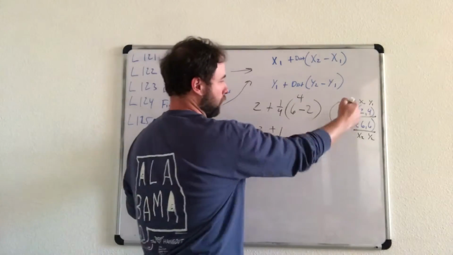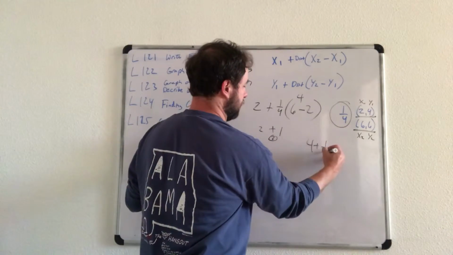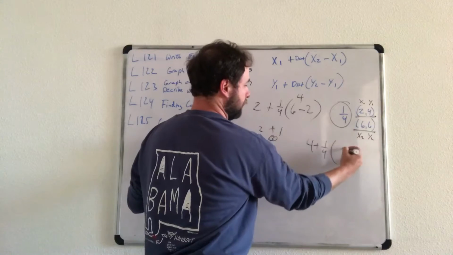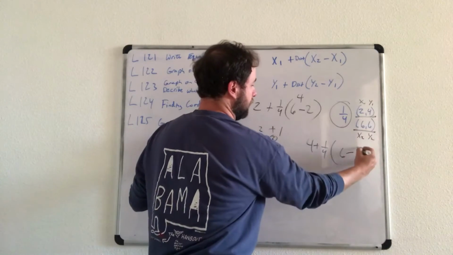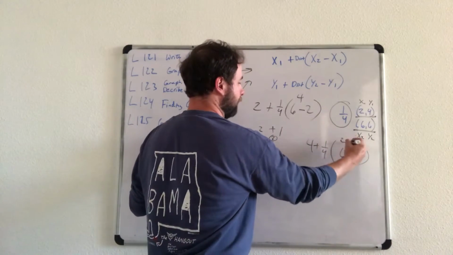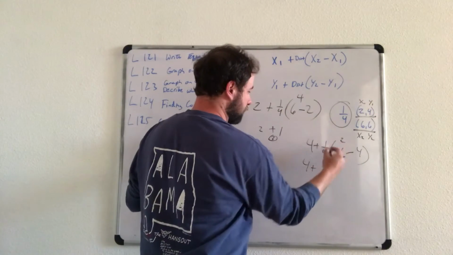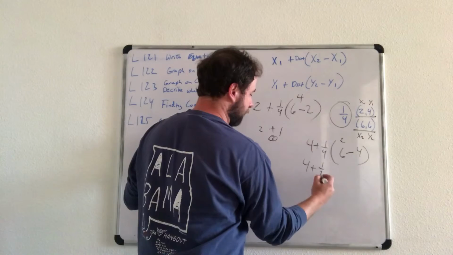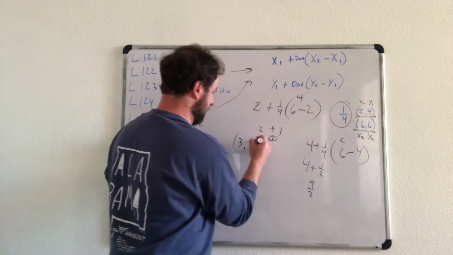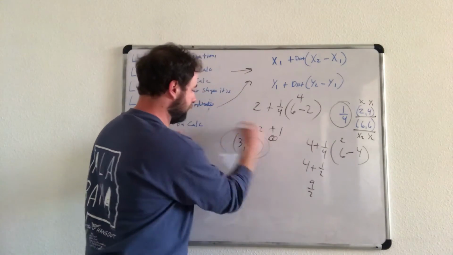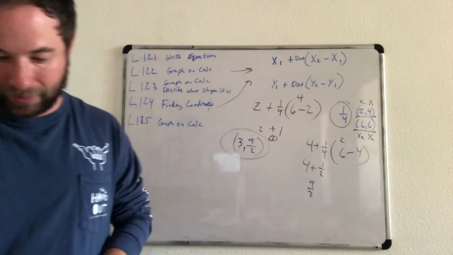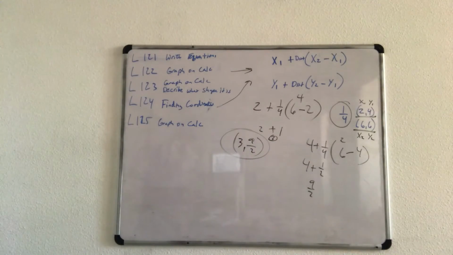Let's do our y. y1 is 4. The distance is 1/4. y2 is 6 minus y1, which is 4. So that's 2. So 4 plus 2 divided by 4 is 1/2, so 4 1/2, or 9/2. So our coordinate would be 3, 9 halves.